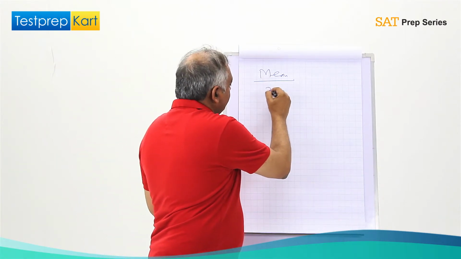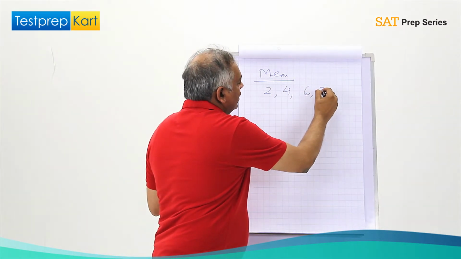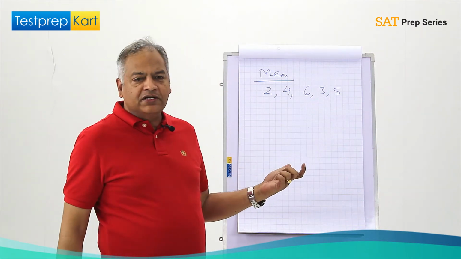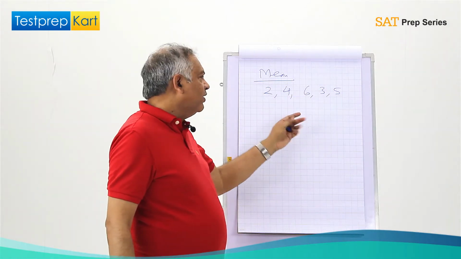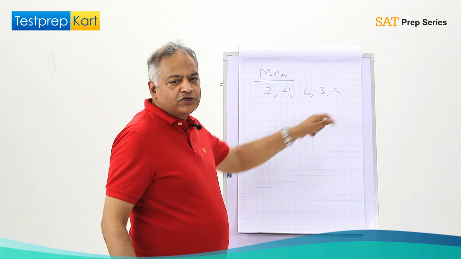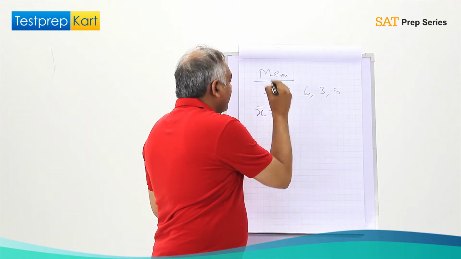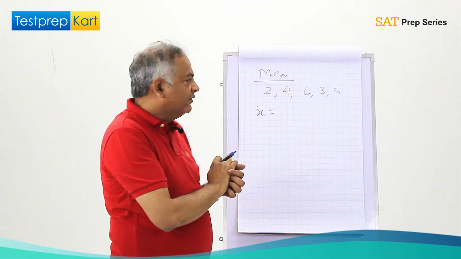Let's say you have observations like 2, 4, 6, 3, 5, and you want to know the mean of these numbers. The formula is that you add all these numbers and divide by the total observations. That is, how many numbers are there? 1, 2, 3, 4, 5. So my n is 5. So the mean, that is x bar, will be equal to the sum of all these numbers divided by the total n, that is 5.